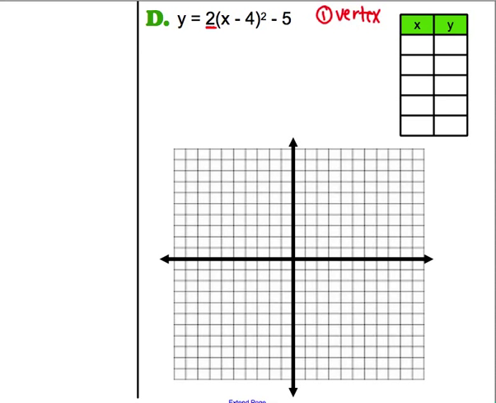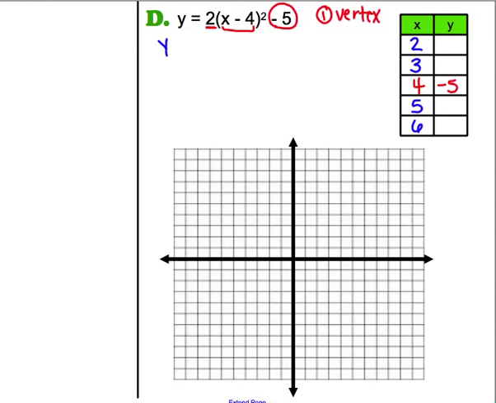So if I look here, inside the parentheses I have x minus 4, so that means that my x coordinate is 4. And now I have a minus 5, so it's a y coordinate of -5. So now we get to go ahead and substitute in our values. And so I need to pick my values, so I'm going to go 3, 2, 5, and 6. So I'm on either side, keeping it pretty close.